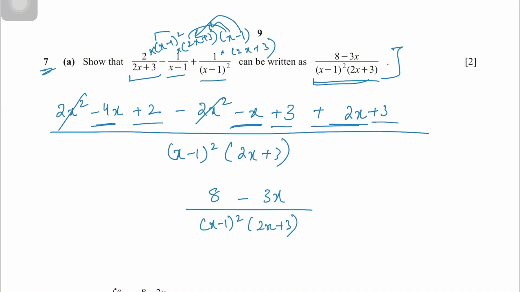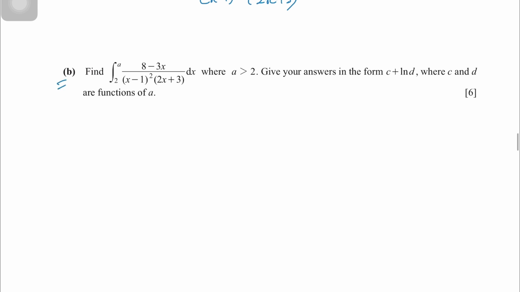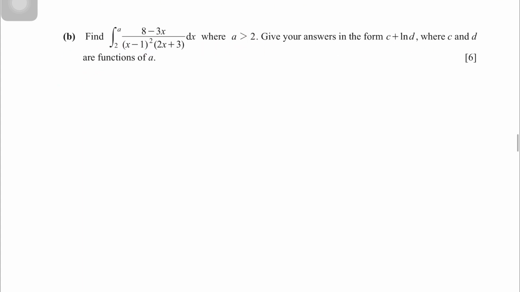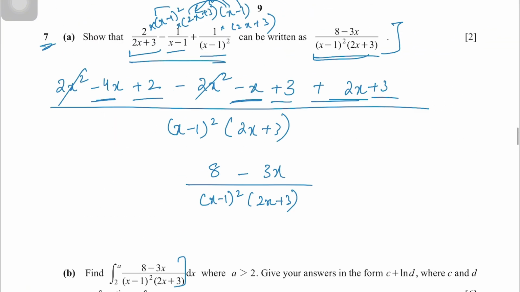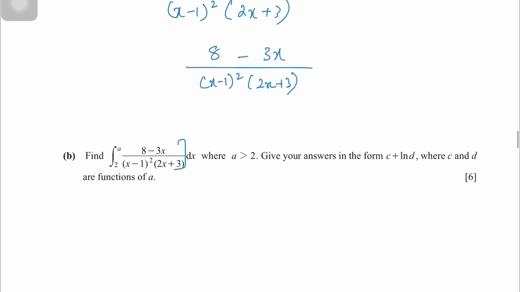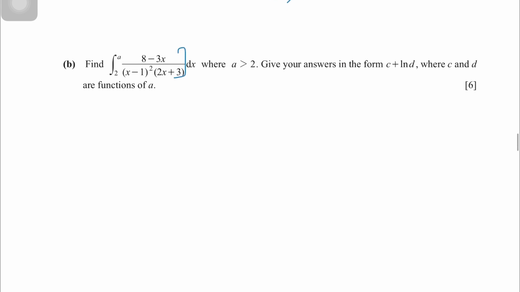Now, moving on, we have our part B as find the integral with the limits a and 2 of this dx, where a is greater than 2, giving your answer in the form c plus ln d, where c and d are functions. A has to be greater than 2 since it's the upper limit, right? So we know this can be written as simply this, right? So let's write it like this.